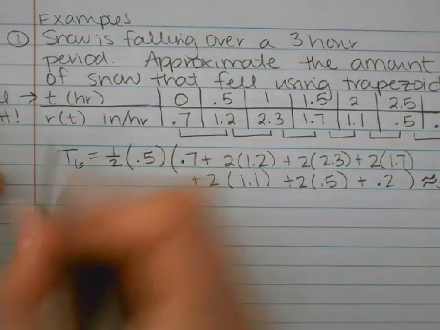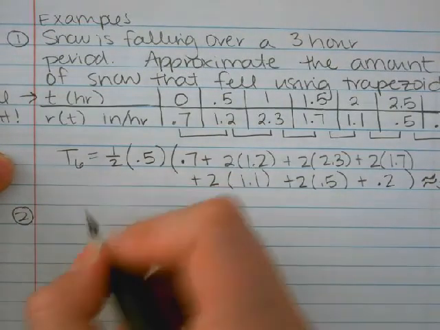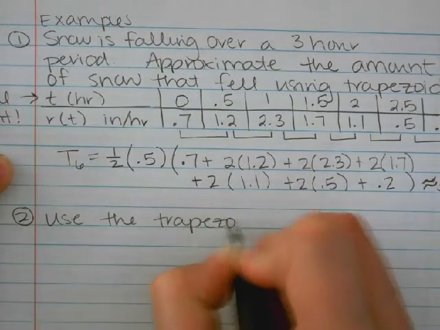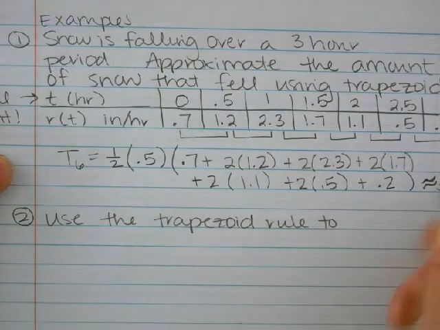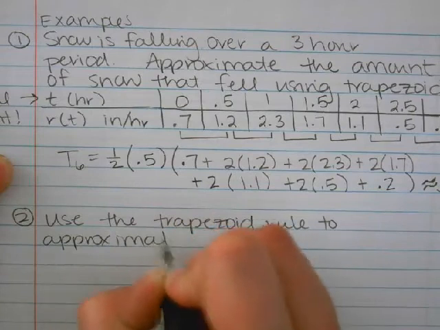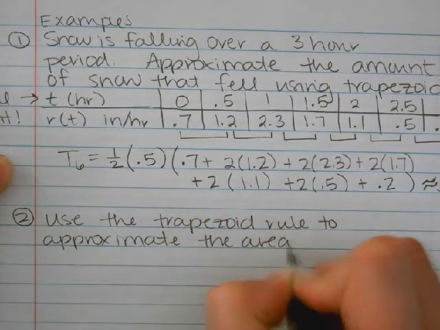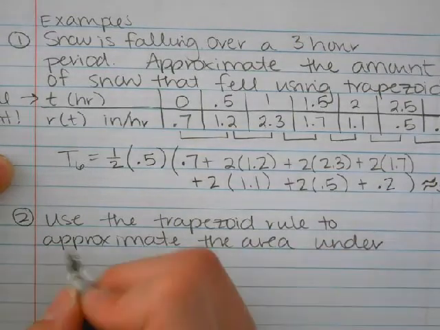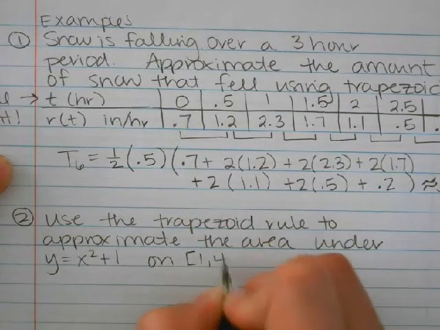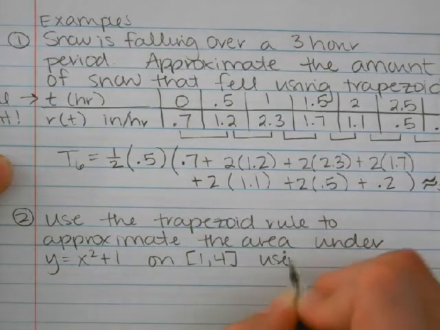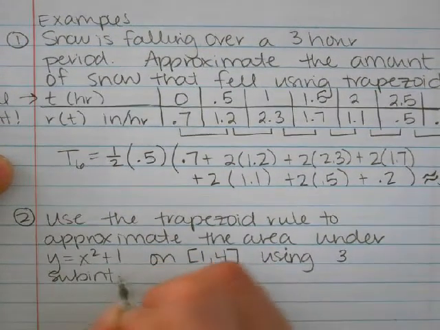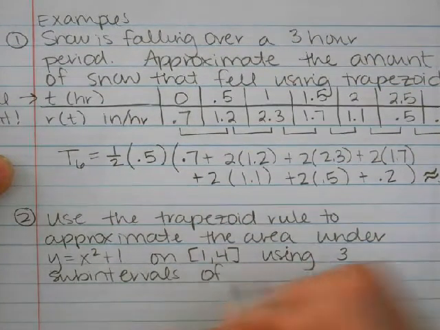All right, here's our next example. We're going to use the trapezoid rule to approximate the area under the curve y equals x squared plus 1 on the interval from 1 to 4 using 3 subintervals of equal width.